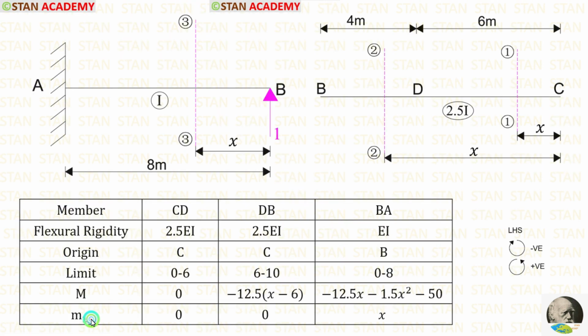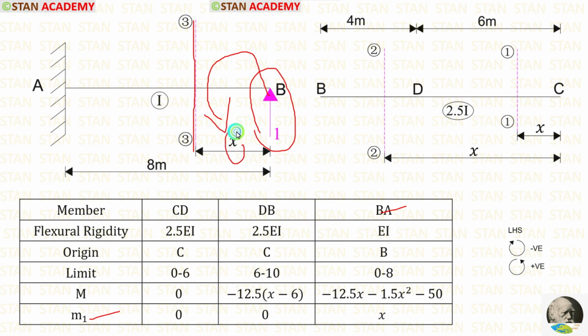Now let us find the moment for CD and DB. Up to the first section and the second section, there is no load. So for CD and DB, M1 will be 0. Now let us find M1 for BA. Up to the section, we have only one load, that is the unit load. This unit load is acting in the anti-clockwise direction, so it will be positive and the distance is x. 1 into x, we will get x.